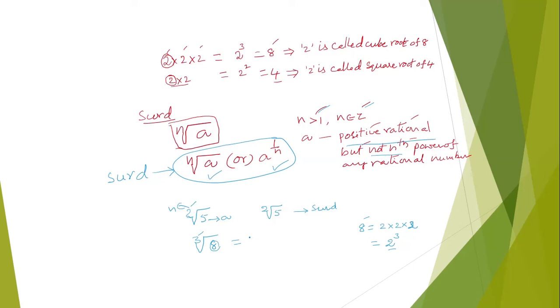Hence, the value of cube root 8 is 2 into 2 into 2. When there are three equal factors under the cube root symbol, you take 1. Here what we get? 2. 2 is a rational number. But here what is our condition? Surd. Surd means, as per the definition, 3 is greater than 1 and it's a positive integer, and the 8 is not a power of any rational.